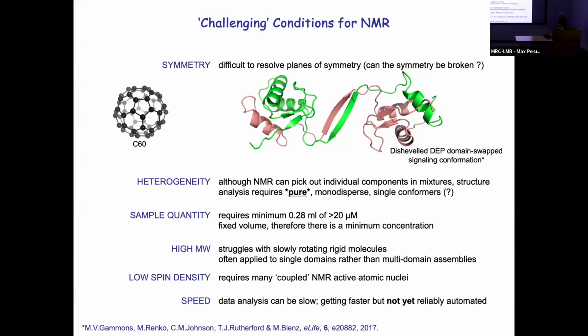And the speed we've alluded to already. The data analysis can be slow. If you can crystallize it, crystallize it. If you can get it by cryo-EM, do it by cryo-EM. If you can do neither and you really want to know this information, there are ways of getting it by NMR spectroscopy.